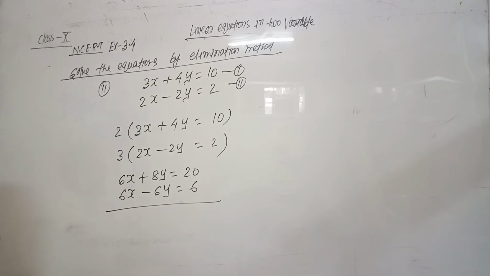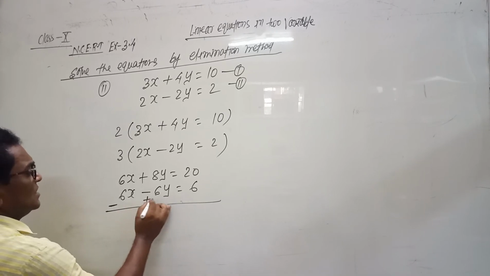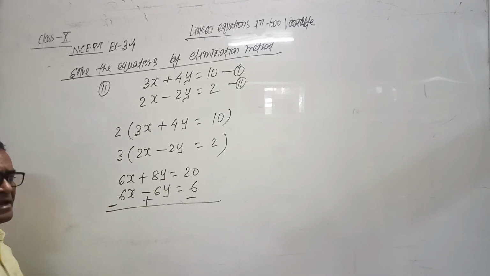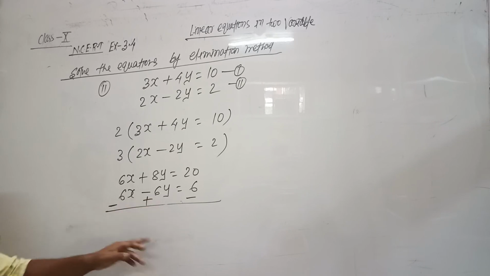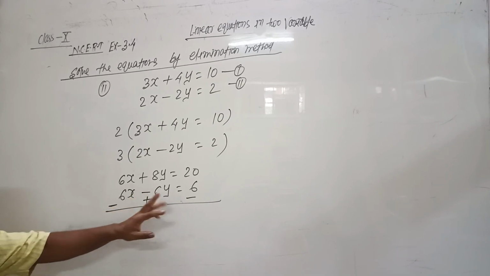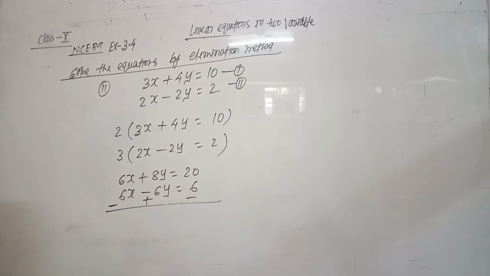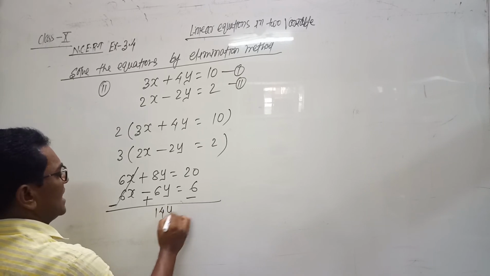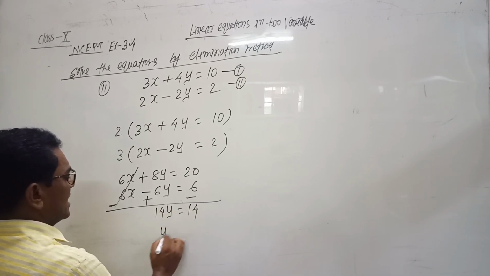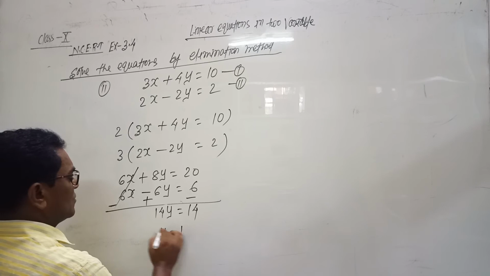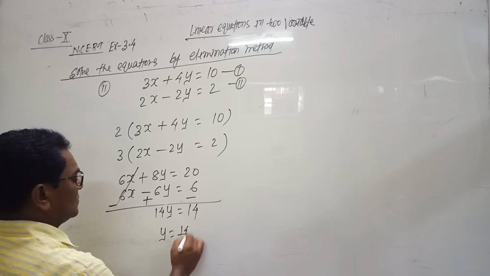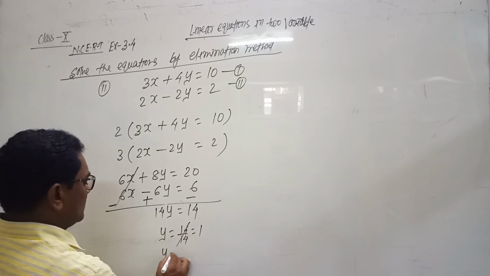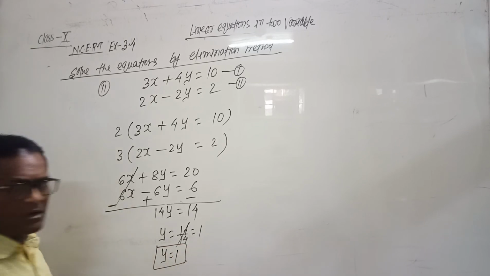Now we have to subtract. तो यहाँ प्लस है तो यहाँ माइनस। सब्ट्रैक्ट करने के लिए साइन चेंज करना होता है नीचे वाले टर्म का। प्लस का माइनस, माइनस का चेंज होकर प्लस और फिर प्लस का माइनस। सो प्लस 6x माइनस 6x कैंसिल्ड, 8y प्लस 6y 14y and 20 minus 6 14 and y equals to 14 by 14. We get 1. So the value of y comes to be 1.